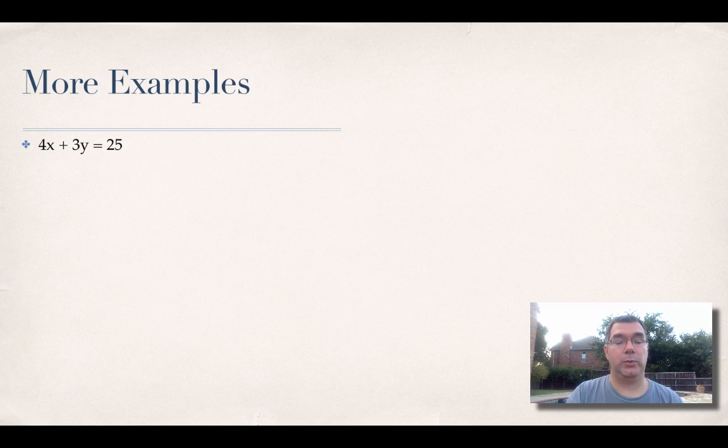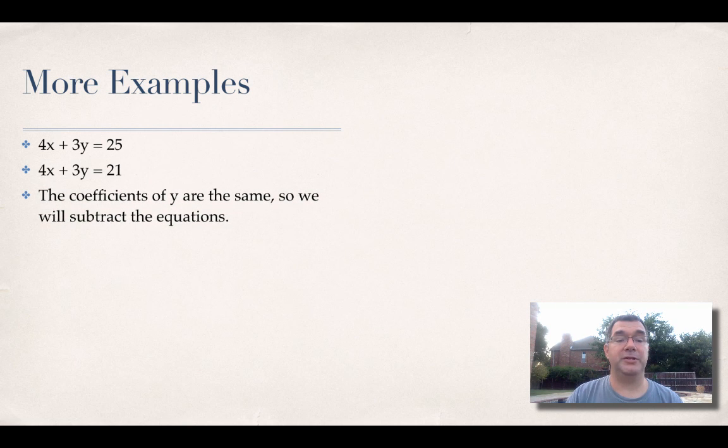4x plus 3y equals 25 and 4x plus 3y equals 21. Well, the coefficients of the y are the same, and the coefficients of x are the same as well. So either way, I want to subtract these two equations. And if I do that, 4x minus 4x is 0, and 3y minus 3y is 0, and 25 minus 21 is 4. So I get absolutely nothing on the left-hand side, and I get 4 on the right-hand side. So I have an equation of 0 equals 4.